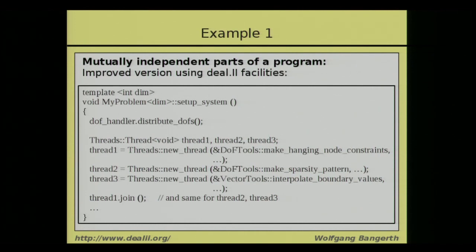Now, what this doesn't guarantee, of course, is that the 3 calls to make hanging node constraints, to make sparsity pattern, and to interpolate boundary values actually run the same amount of time. What's going to happen in practice, of course, is that one of them typically is done much faster. For example, my best guess is that interpolate boundary values will be finished much earlier than the other 2. And so once this thread is finished, I have only these 2 running, and the processor core, or the virtual core, that had been executing interpolate boundary values will be idle.